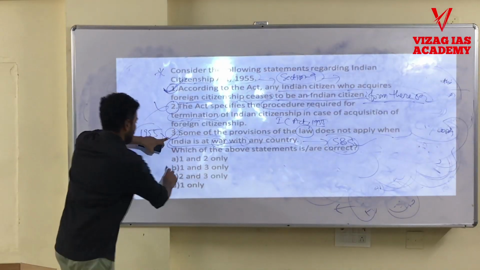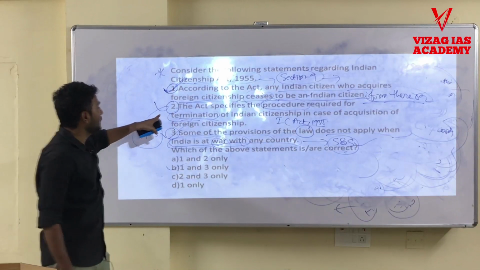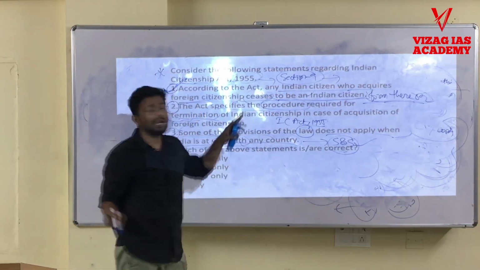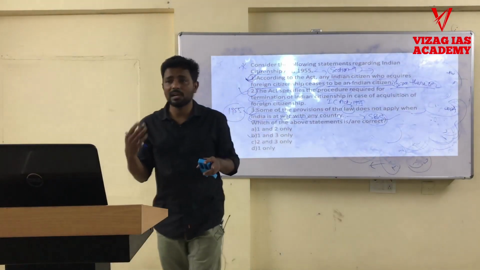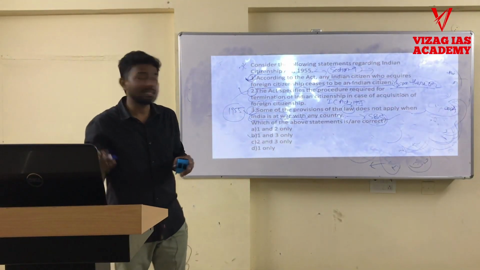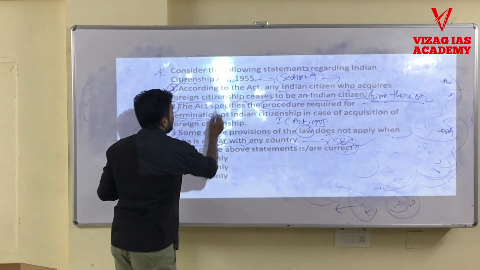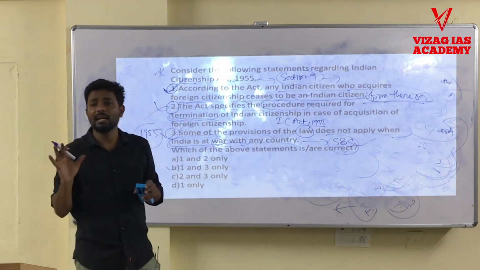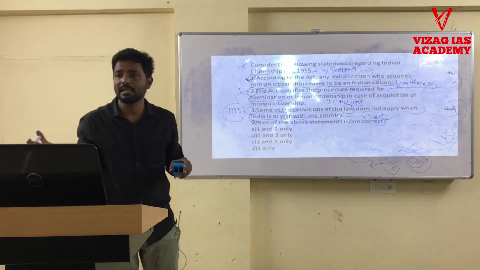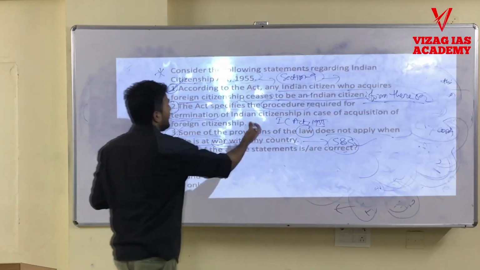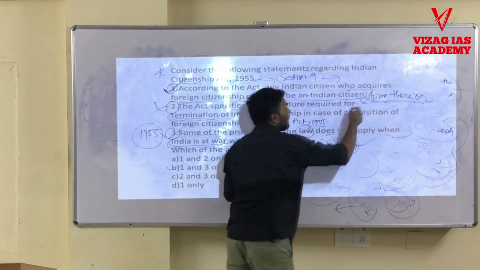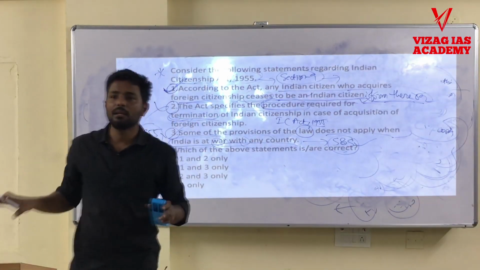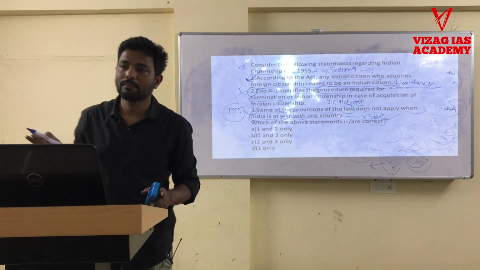So 1 and 3 are correct. The Citizenship Act 1955 does not explicitly mention any procedure for the termination. It simply says, if any Indian citizen voluntarily acquires the citizenship of some foreign state, then from that date he ceases to be an Indian citizen. That is the only thing. There is no other procedure involved. They made it simple.